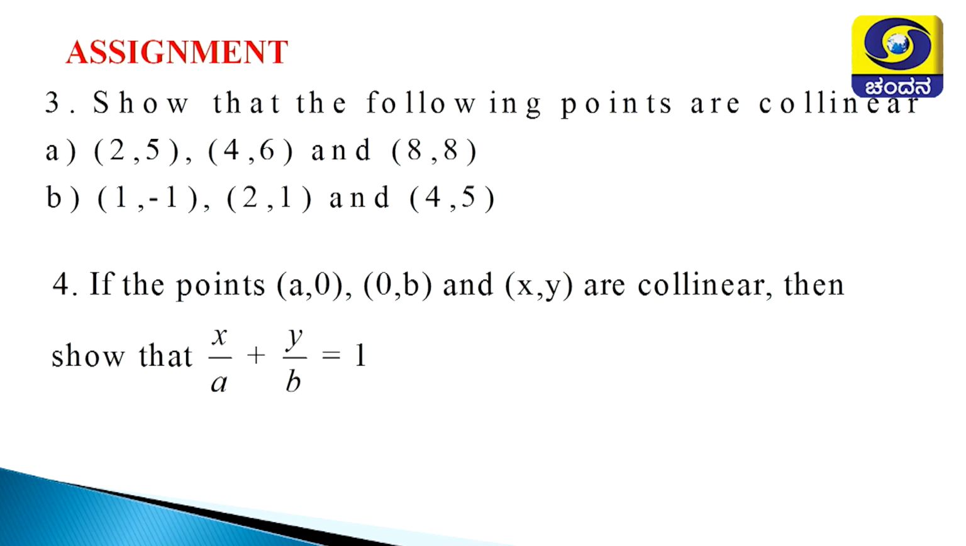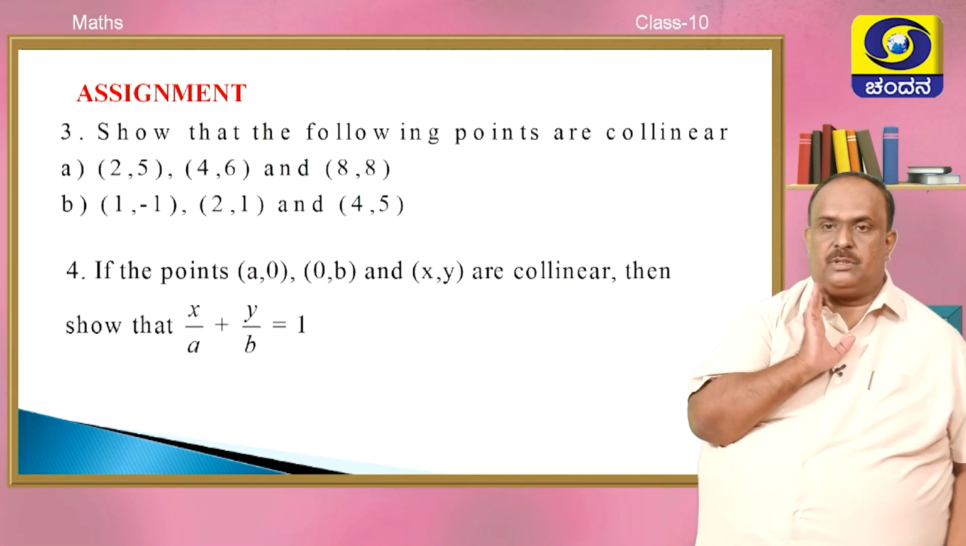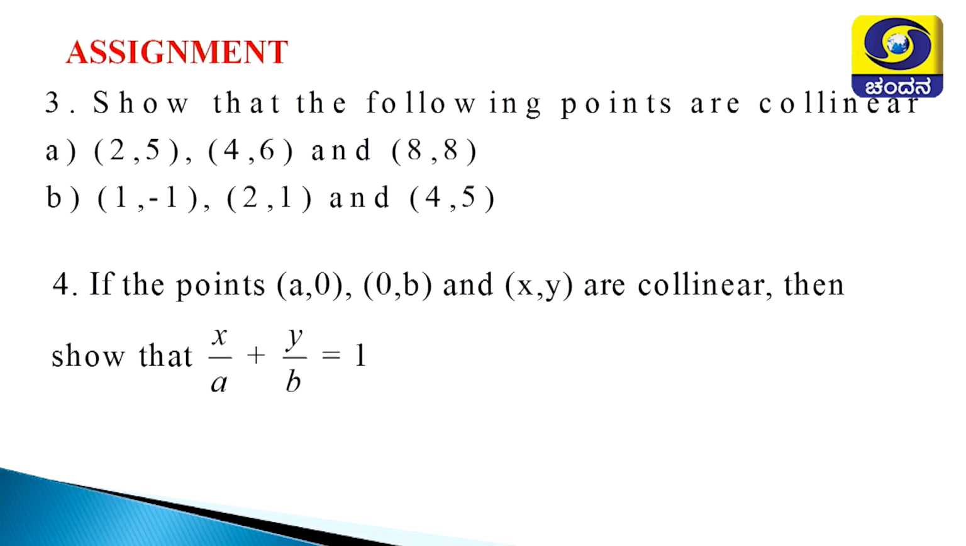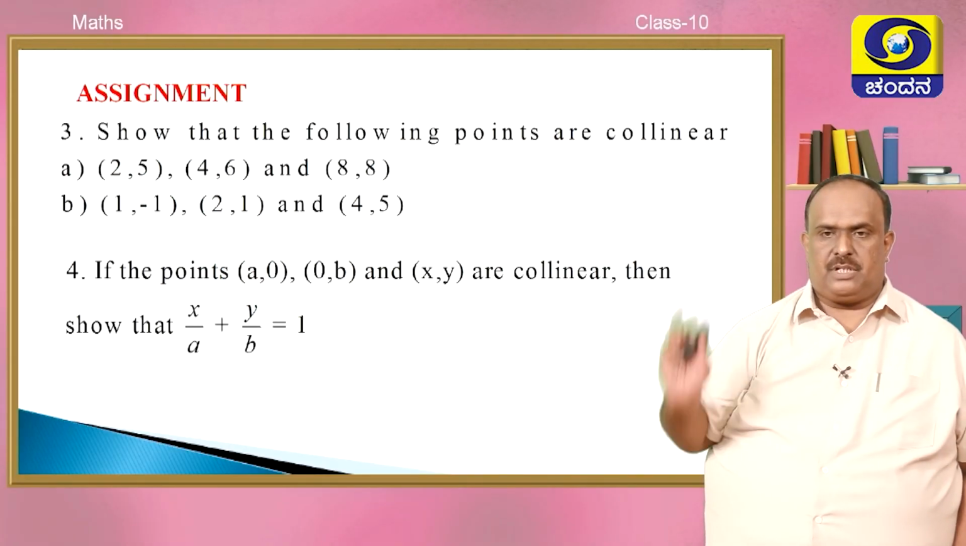Next one, this is very important. When you come to your PU classes, you will understand this importance. This is a standard result. If the points a comma 0, 0 comma b and x comma y are collinear, then show that x by a plus y by b equals 1. You don't worry about any other thing, you don't worry about the standard of the question, take the data, write the formula. I am telling you, write the formula, substitute, simplify, you will get the result. Okay? This is all about area of a triangle.